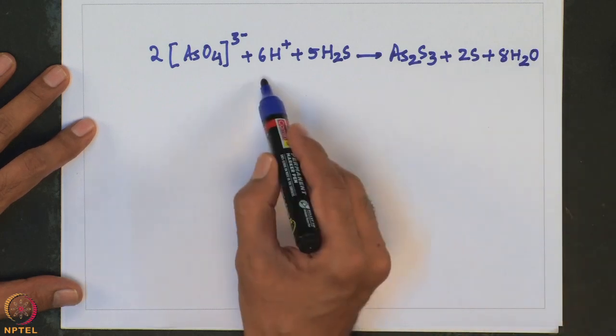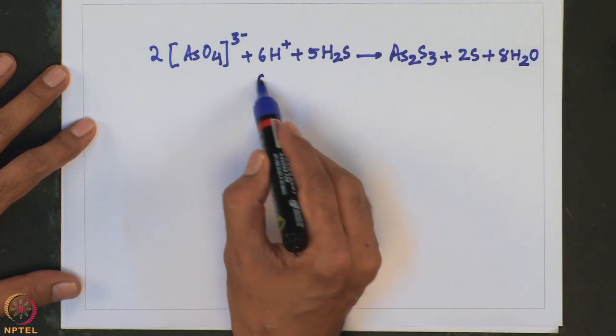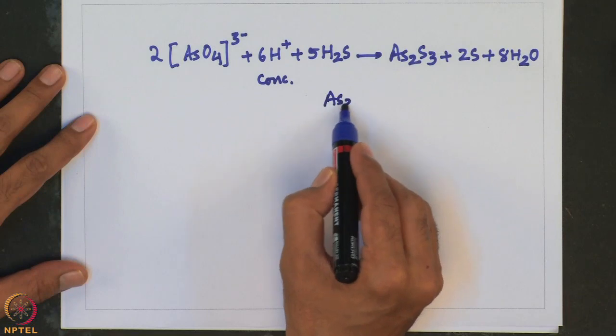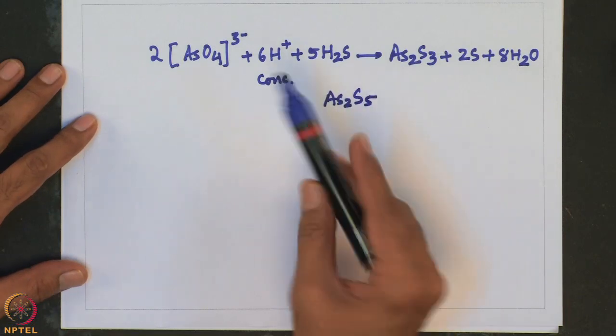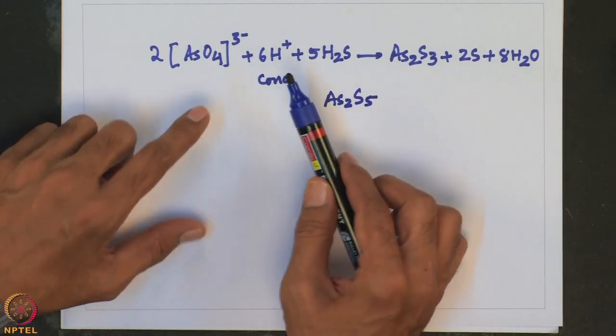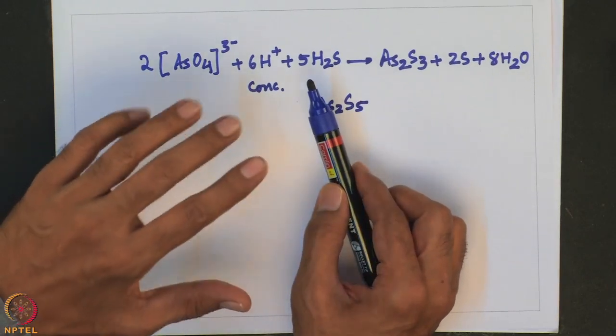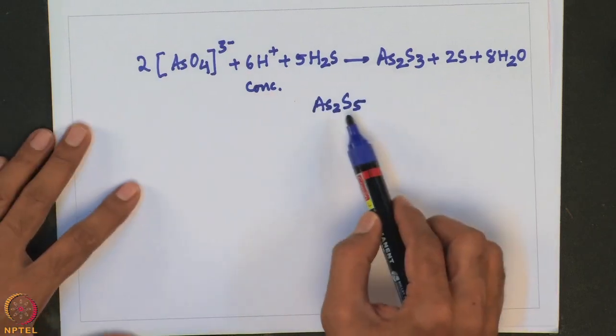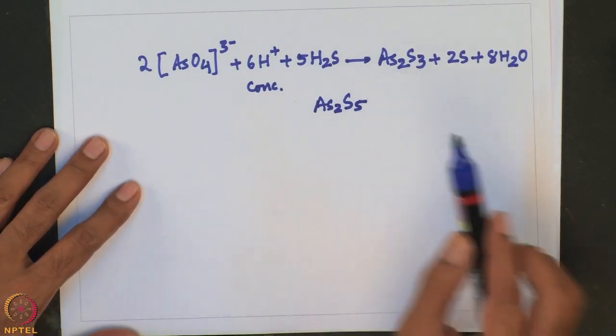Of course, here we use concentrated acid. If the temperature is lowered to 273 Kelvin and the rate of flow of H2S is increased, one can get As2S5. The same reaction, if carried out at a lower temperature with a high flow rate of H2S, gives As2S5 instead of As2S3.